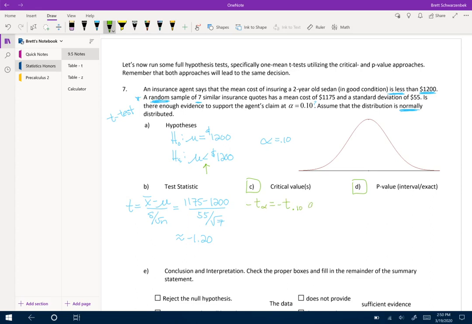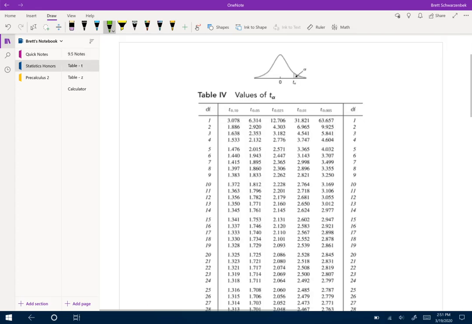Clearly, though, we have to know the degrees of freedom. So the degrees of freedom is going to be 6. How do we know that? Because remember, the sample size is 7, and we subtract 1 in order to get the degrees of freedom. So we basically know now that we have that as our setup. So what do we do? We need to look that up. We're going to look up t sub 0.10, which is right here. We're going to look up 6 degrees of freedom, which means it looks like we're at 1.440 as our number.